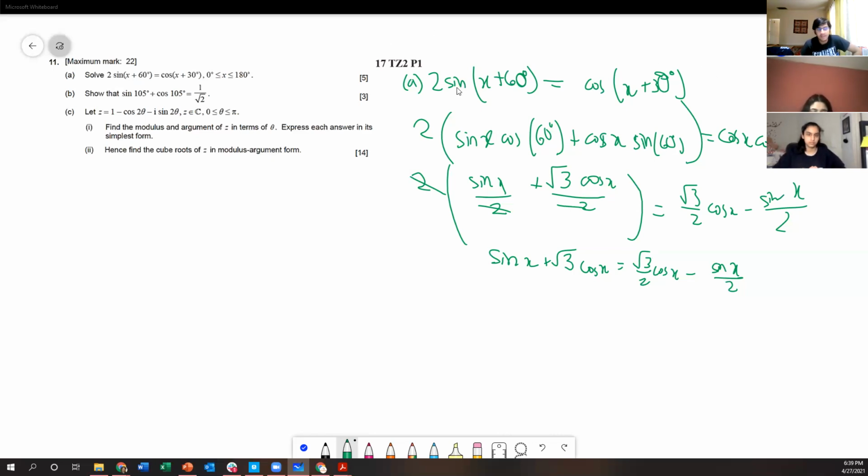The reason why we did all this was because one could argue, why didn't I divide both sides by cos x in the beginning to get tangent? The problem is the arguments aren't the same. The argument of sine of x plus 60 is x plus 60, and here we have x plus 30. So to get the same argument, that's why we're doing all this trig business here.